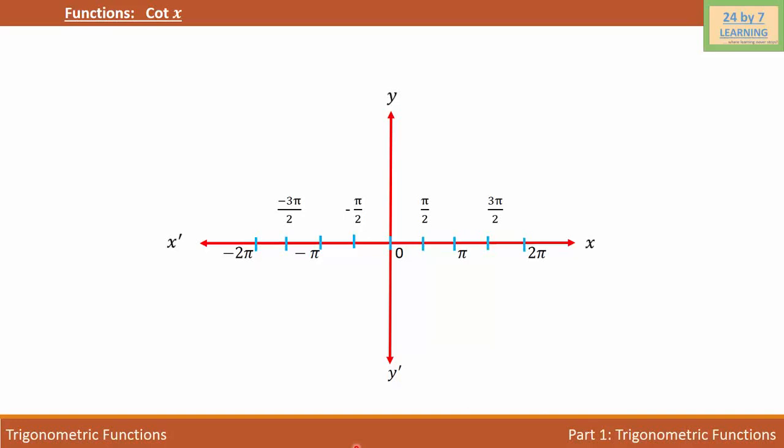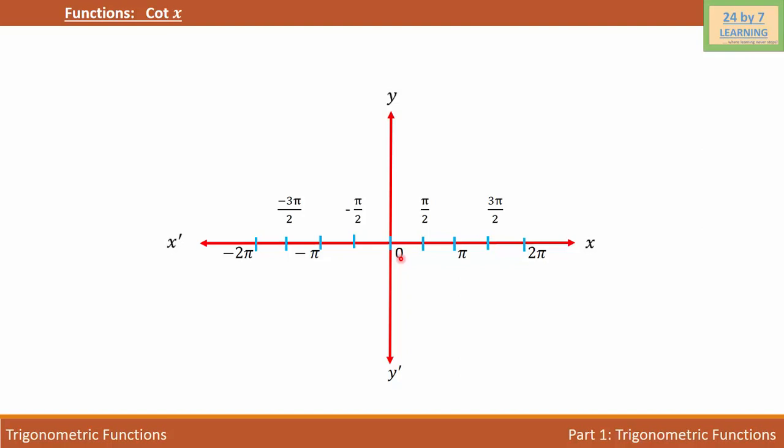Let's talk about the cotangent function. In order to talk about the cotangent function, we need to graph it. As you can see, this is my x-axis and this is my y-axis. The point of intersection of the x-axis and y-axis is this point, which is the origin O.